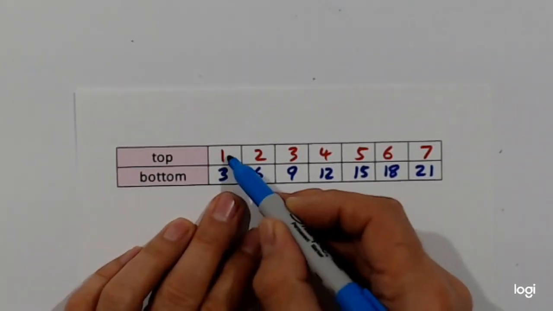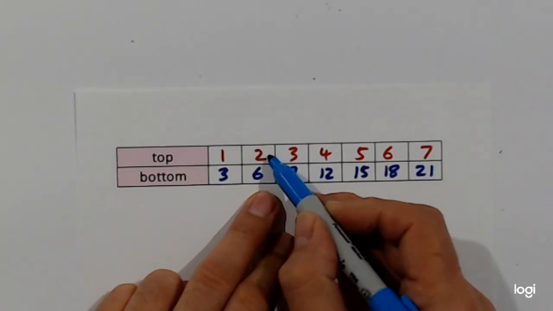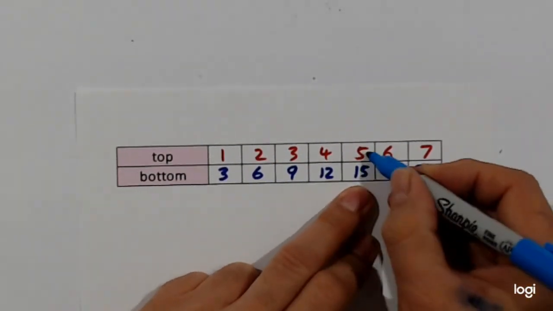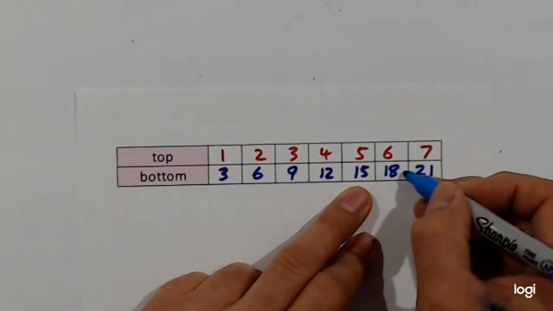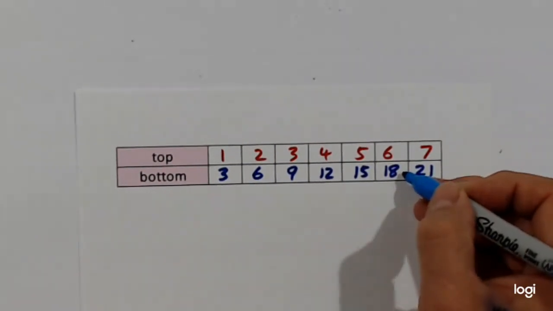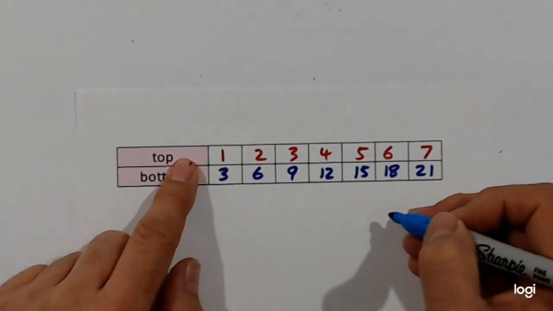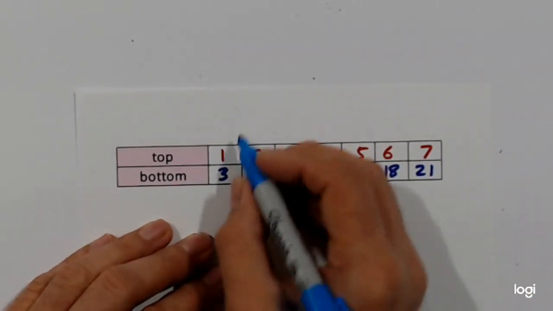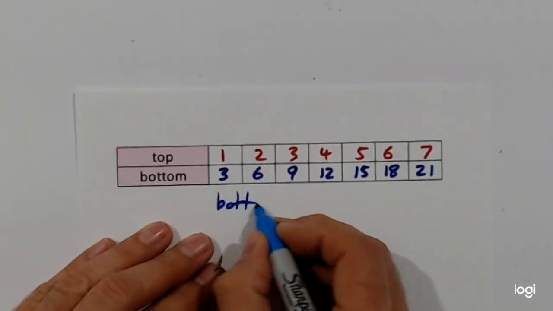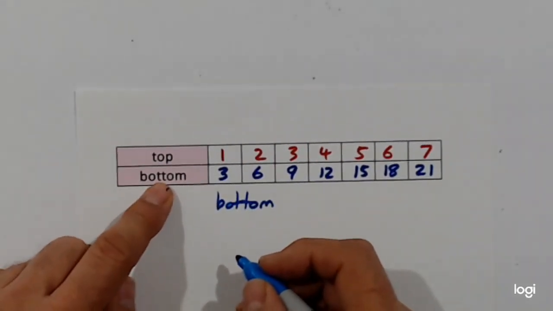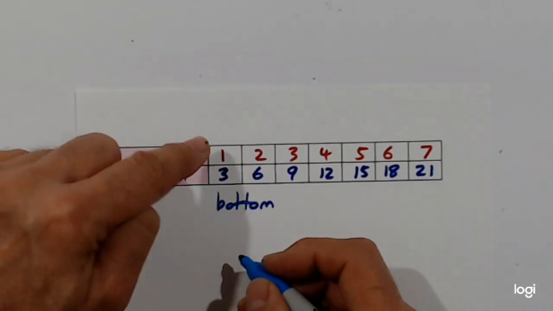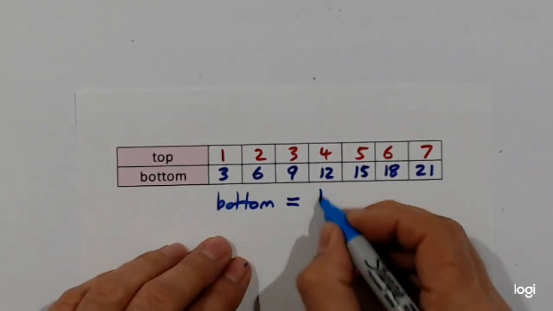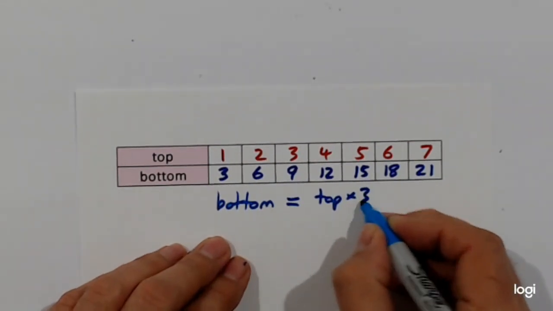That's 3 times as big as that. That's 3 times as big as that. That's 3 times as big as that, right? Every single one of them. 3 5s are 15, 3 6s are 18, right? So it looks very much like the bottom number is just the top number times 3, and it is, okay? So to write the rule, you always start with the number on the bottom. That equals something done to that. Equals the top number times 3 in this case.